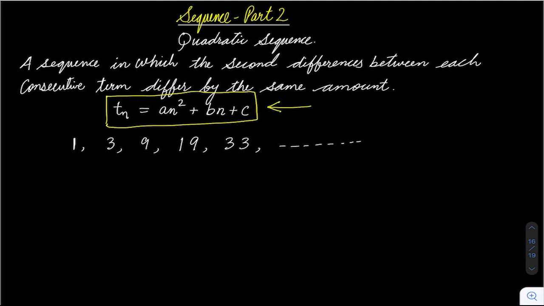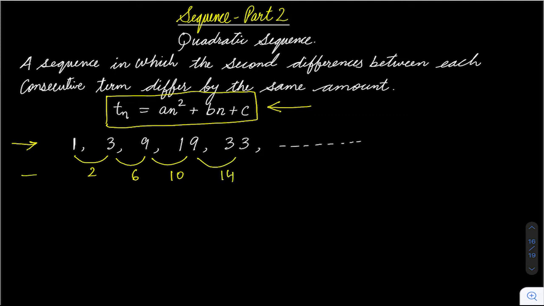And the second difference between consecutive terms will be the same. So let's take an example to understand this. For example, I have a sequence 1, 3, 9, 19, 33 and so on. Now if we take the difference of these two terms, I will get 2. Again, the difference of these two terms, I will get 6. Then I will get 10. And then I will get 14.